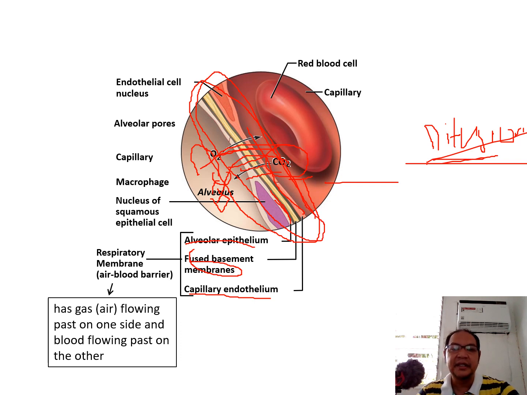So this is called external respiration, the gas exchange between the blood and the environment. This is the meaning of the environment: the environment is the alveoli, because the gas came from our environment and is coming from outside.